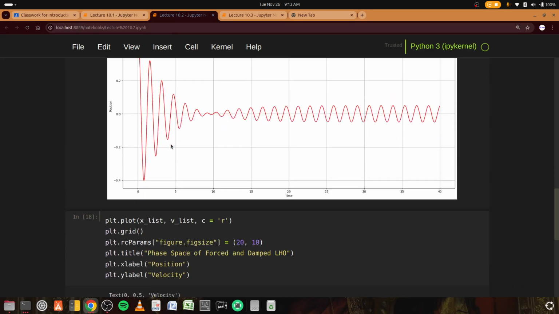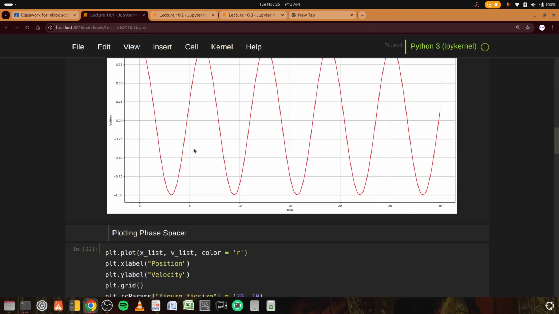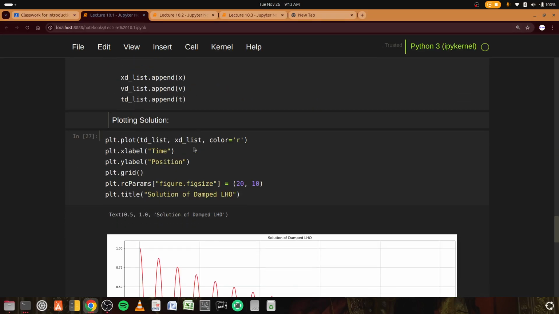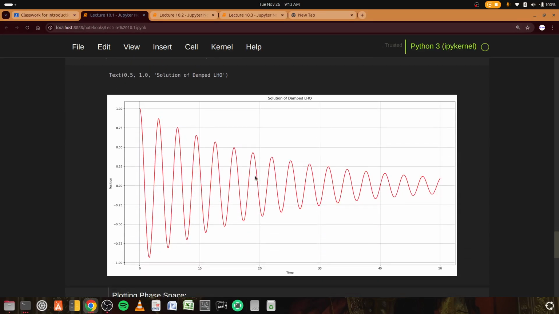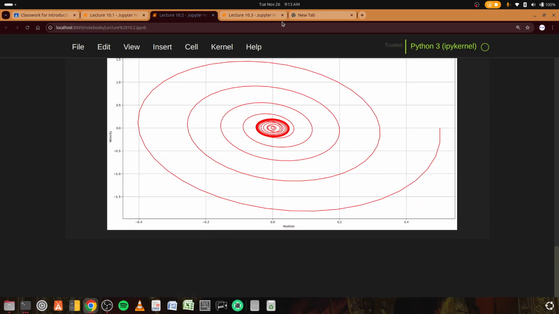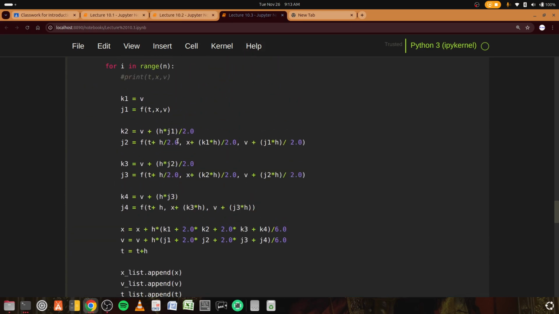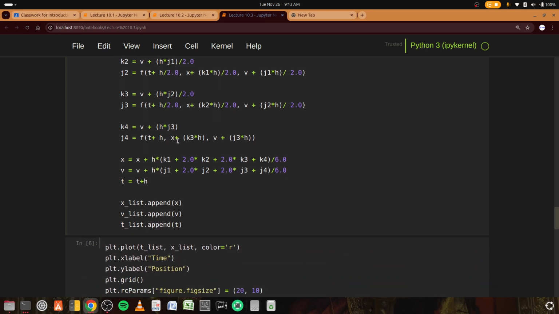Like this is the solution. For a simple linear harmonic oscillator, this is the solution. This is the phase space, and this is the damped harmonic oscillator solution. Just play around with them and see how they are behaving with different parameters, right?